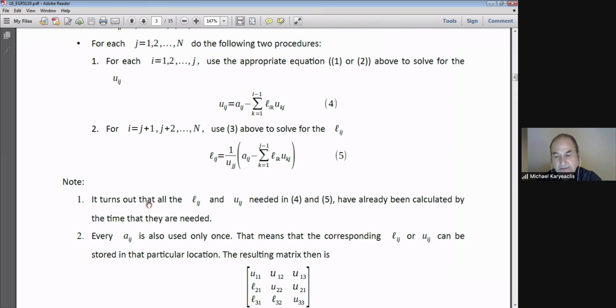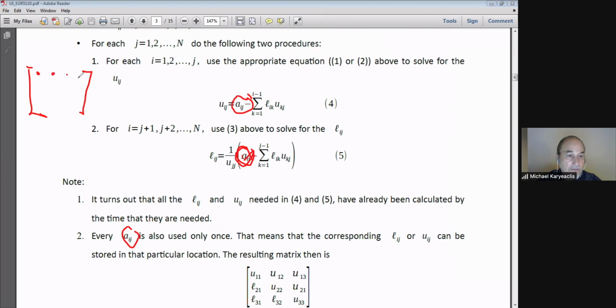The other thing that's nice, and this is not relevant these days, but it was in the past, is that the aij, the entries of A, are only used once for each formula. Once you use it, you don't need it again. They only show up in one place. Once you use it, you can discard it, and in the original matrix A that you had, you can use it to store the L's and the U's. So you can write the new matrix as this.